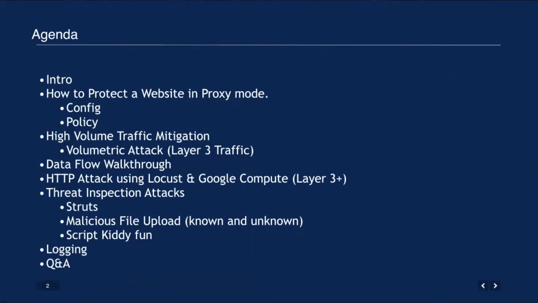The next demonstration is I'm going to be launching an HTTP attack using a tool called Locust and a cluster in Google's cloud service. Then we're going to be pivoting a little bit and looking at our threat inspection functionality. I'm going to run a couple of different threat inspection type attacks, the Apache Struts vulnerability, uploading some malicious files, and then something I like to call script kiddie fun, where we just throw everything we can and see what happens. Then we're going to talk a little bit about logging and open it up for questions and answers.